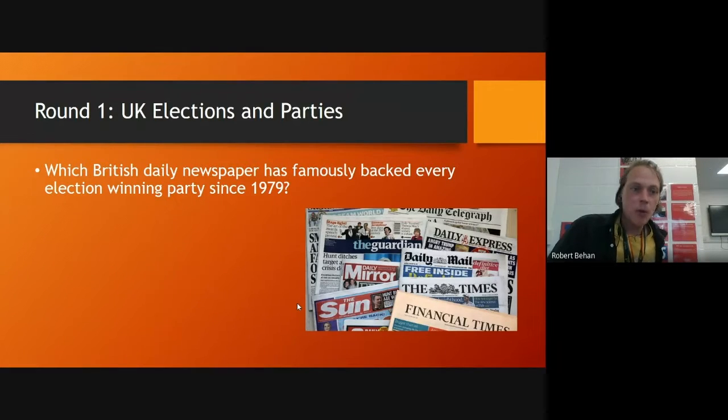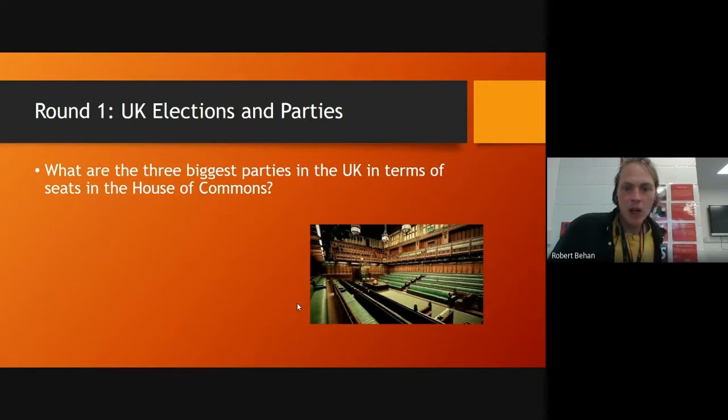All right, we'll move on to the second question in this round as well. Regarding parties, which three political parties have the largest number of seats in the House of Commons? A point for each one that you get right here. About 5 questions in this round.